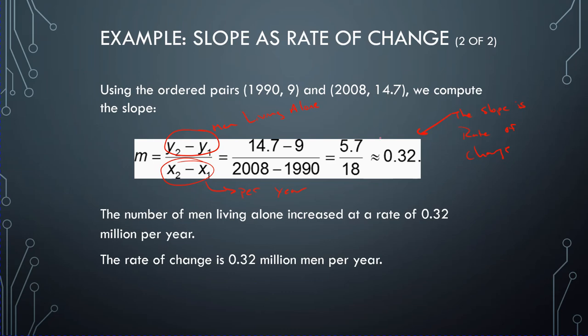And so what this positive slope is telling us is the number of men living alone increased, because it's positive, at a rate of 0.32 million men per year. So that's what I mean by the per year. So the rate of change is, it looks like it's going up, 320,000 basically, or 0.32 million men per year were living alone.